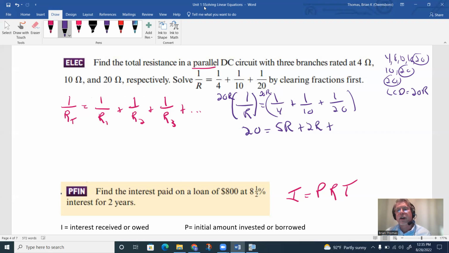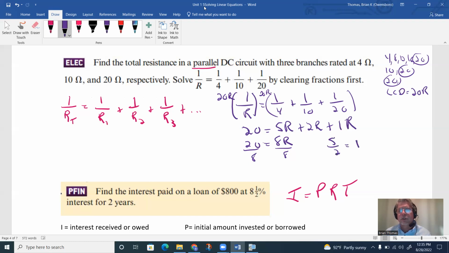And then the 20s will divide out. R times 1 is going to be 1R. So if I add my like terms together, 5R, 2R, and 1R is going to be 8R. So 20 is going to equal this 8R. So now to get rid of that coefficient, I can divide both sides by an 8. And I could reduce that fraction by dividing the numerator and denominator both by a 4. So that's going to give me like 5 halves.